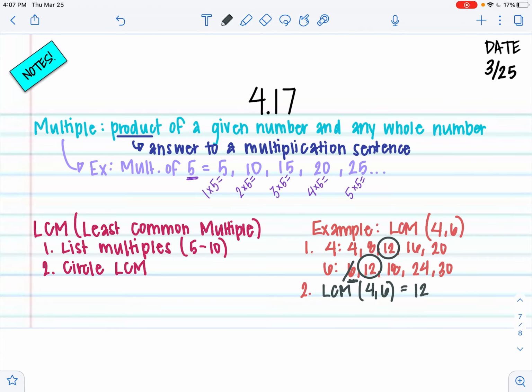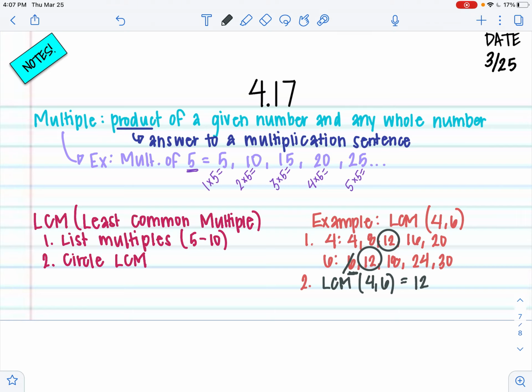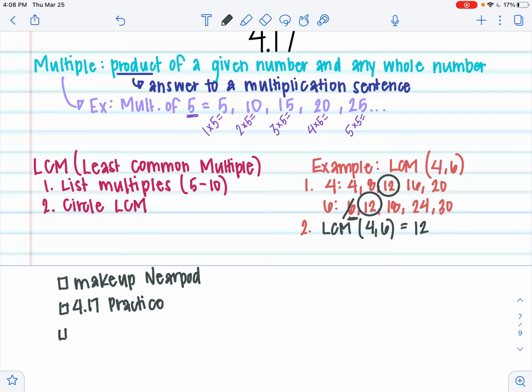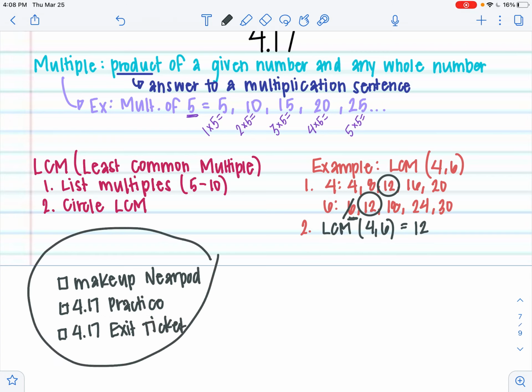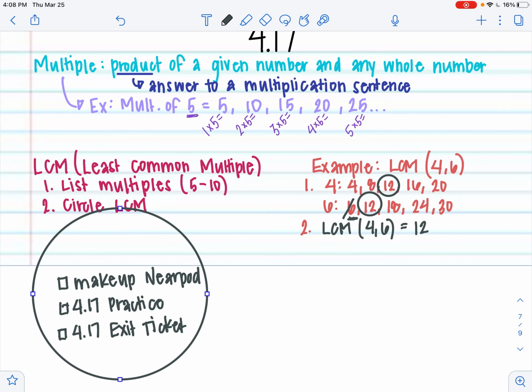So once you've got these notes down, and of course you can pause this video at any point, you have 2 more steps. Step 1, kind of make a little checklist here, is to complete the Makeup Nearpod that's posted in this slide. Oh, I lied. You have 3 steps. You have to complete the Makeup Nearpod. Step 2 would be to complete 4.17 practice. And step 3 would be to complete the 4.17 exit ticket. This is what you need to do to make up class for today. Make sure you let Ms. Kinez know when you're finished so she can grade your work.